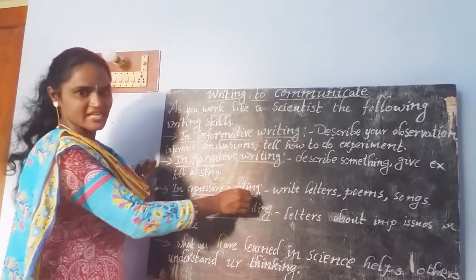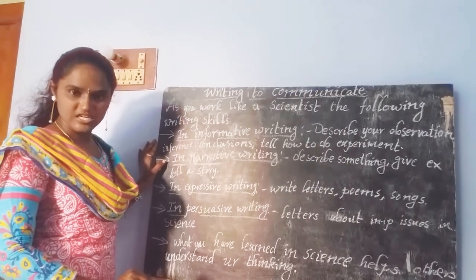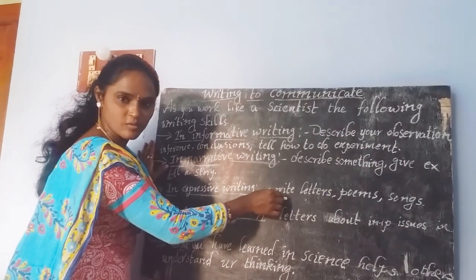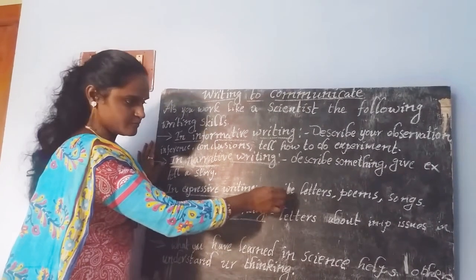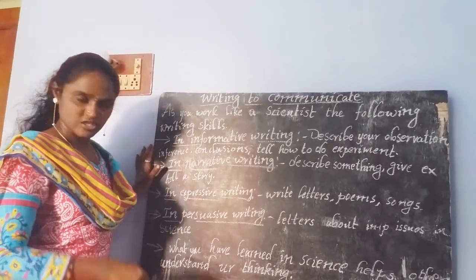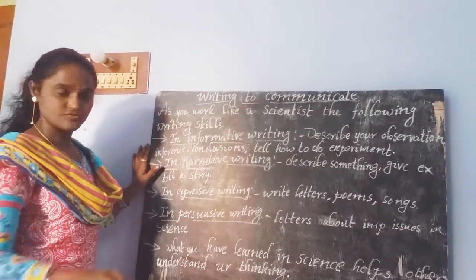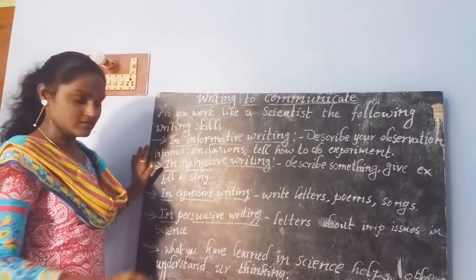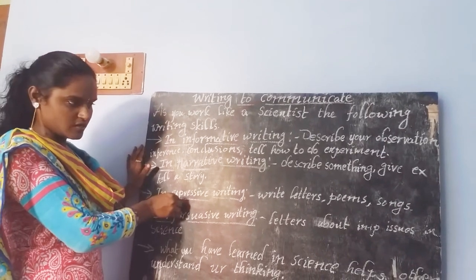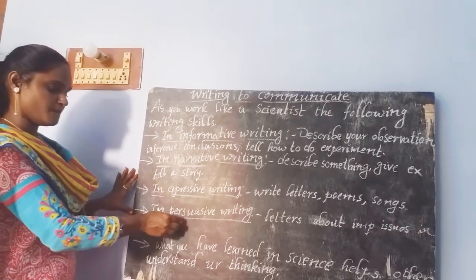Then come to the next one, expressive writing. If you want to express your detailed investigation, some people may write letters, and in the form of letters they may explain their investigation. Some people may express the investigation in the form of poems, and later in the form of songs. That's why we call this writing expressive writing. It gives more and more explanation on the investigation.